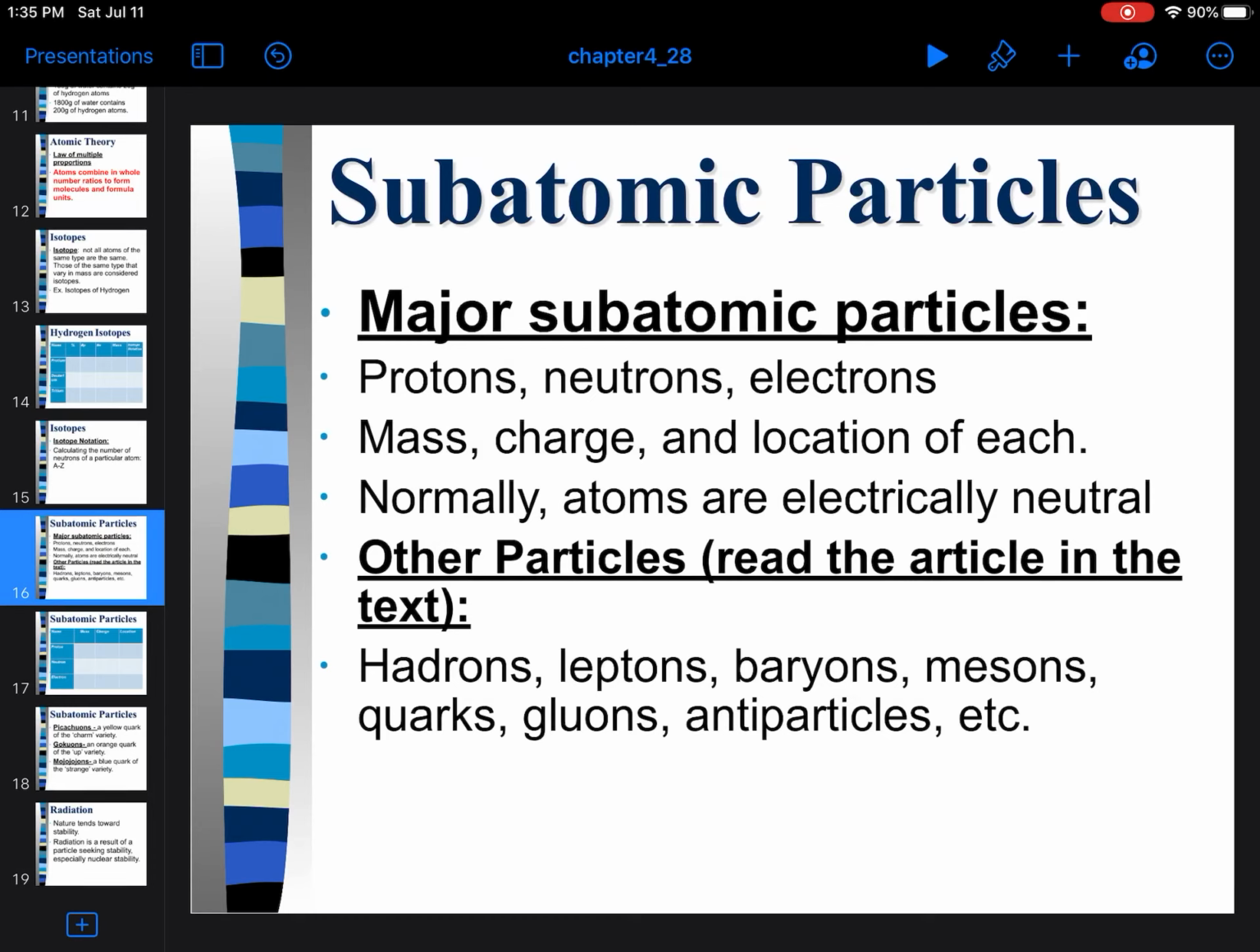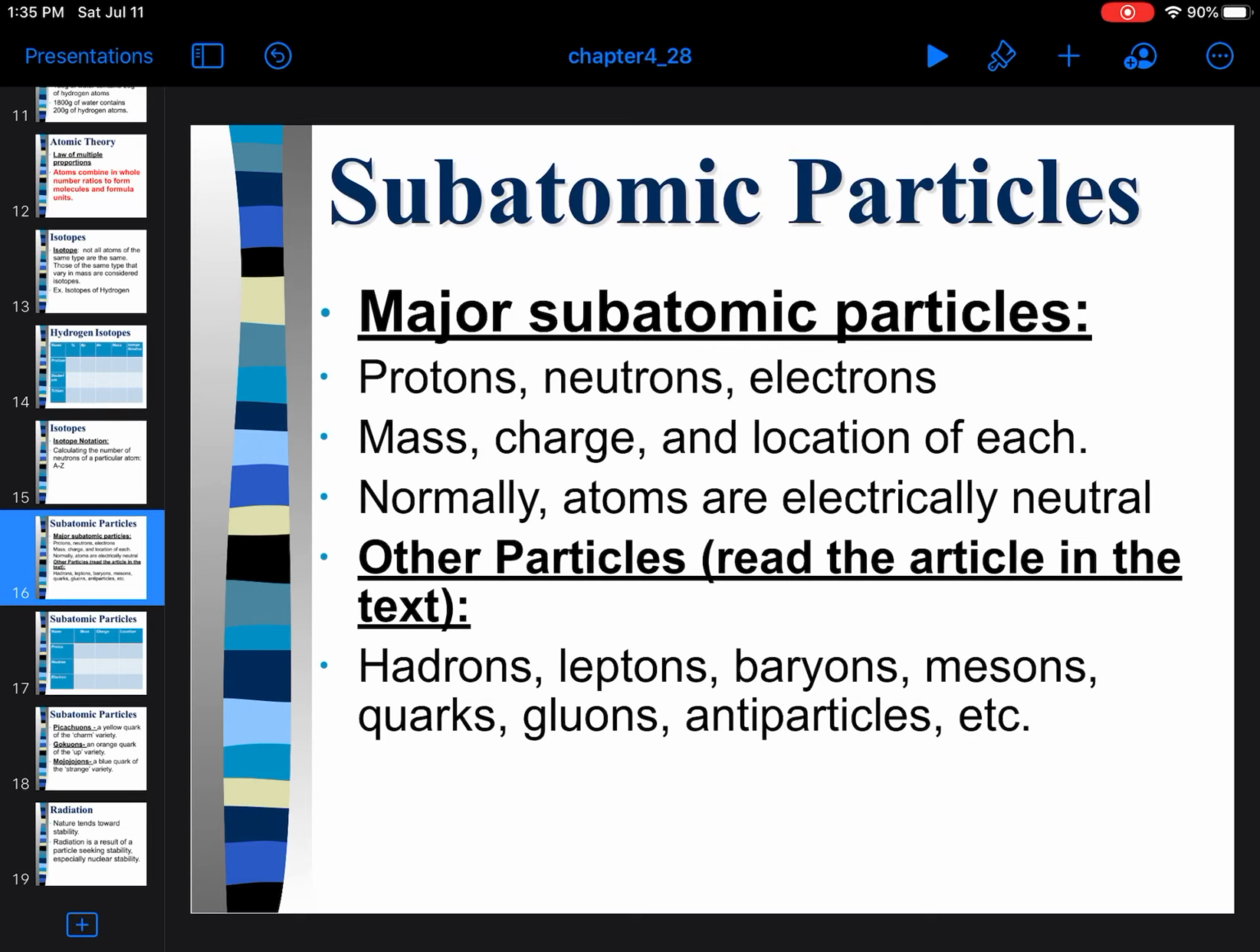Hello everybody, welcome back. Alright, this is actually pretty easy, this part. Major subatomic particles, a review of elementary school, not even middle school. Protons, neutrons, electrons. And we're going to put everything together here on a chart to organize it for you.